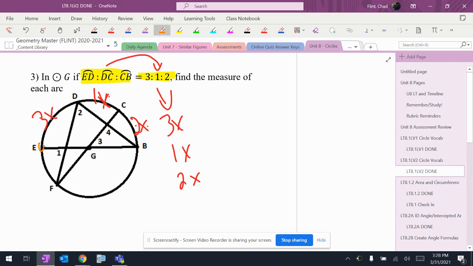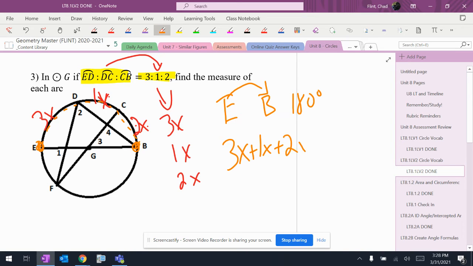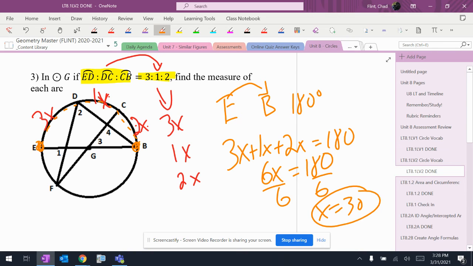If you look at this, if I start at E and I travel around to B, which is where those end, that is 180 degrees because it's half of the circle. So if I take the 3x, the 1x, and the 2x and add them together, I should get 180 degrees. That's 6x altogether, which means x is 30. So this one is 3 times 30 or 90, this one's 1 times 30 or 30, and this is 2 times 30 or 60.